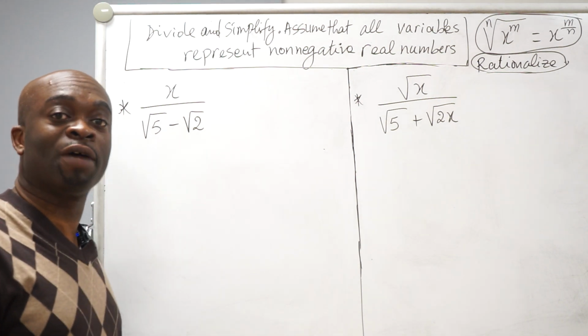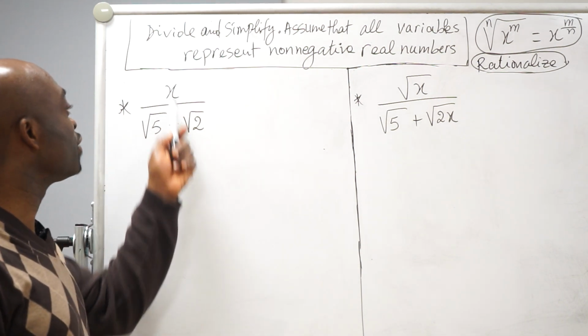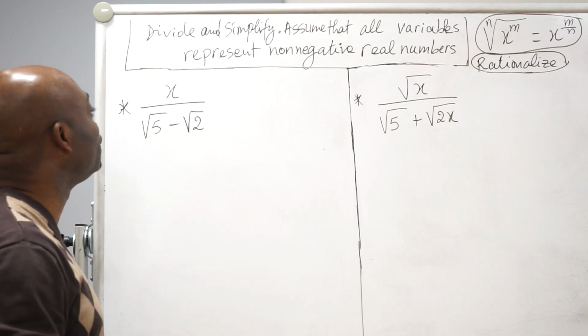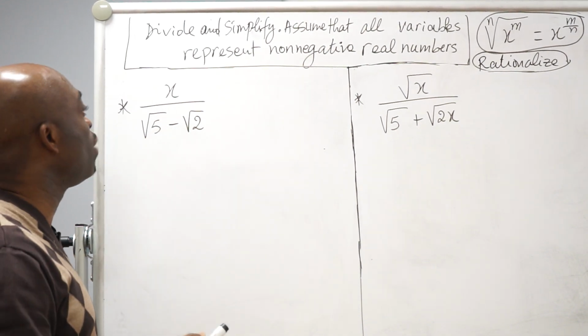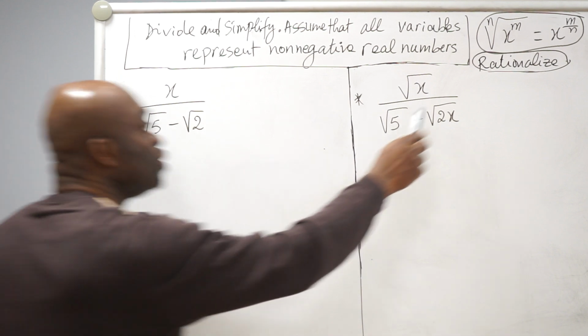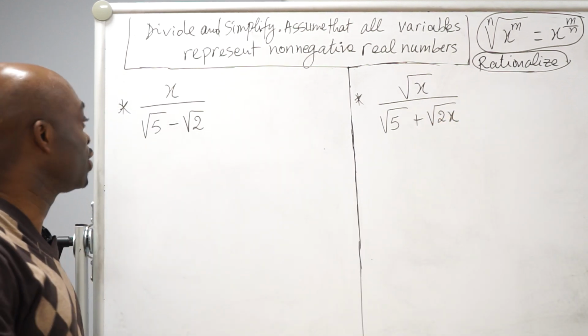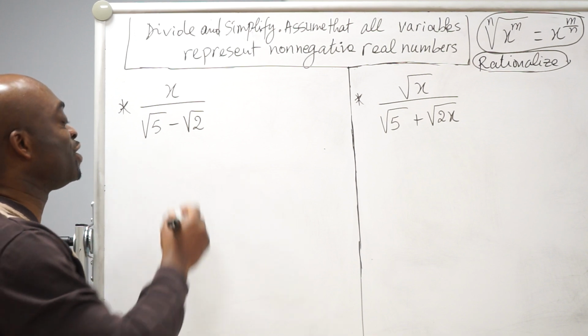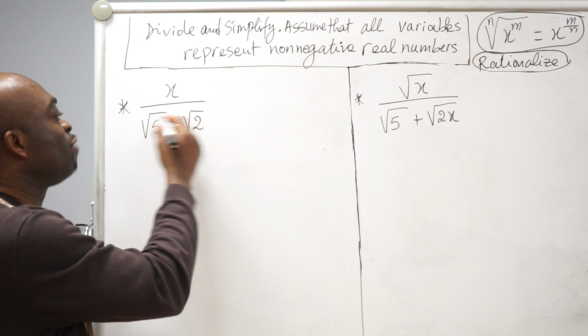Hi guys, so we are rationalizing these problems here by dividing them up. So this fraction here, for example, x over square root of 5 minus square root of 2. So we want to divide them up, but we want to rationalize. So what do we have at the bottom of the fraction? To rationalize just means that at the end, as a solution, we do not want to have radicals there.